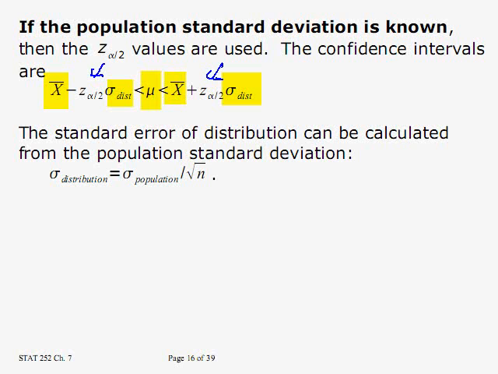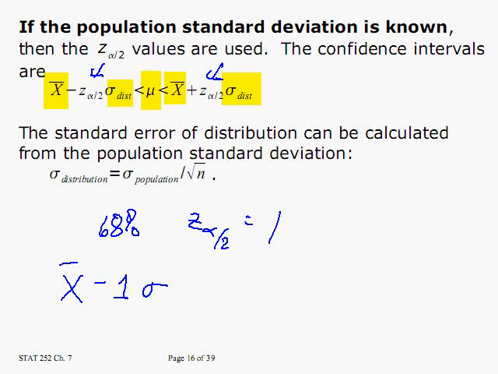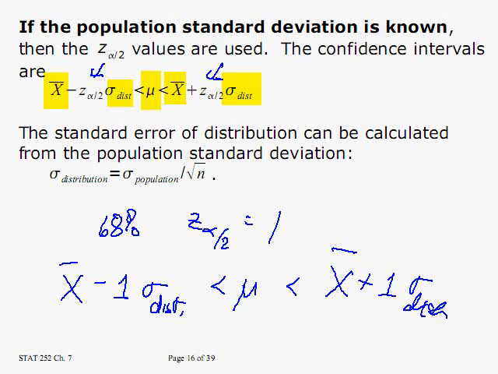Remember, to include 68%, it only took 1 standard deviation. In that case, z alpha over 2 was 1. So this interval would look like this, and then be a 1 here. I'll put it in just for reference. The standard deviation for the distribution. And I would say with 68% confidence that the population mean is within this interval.